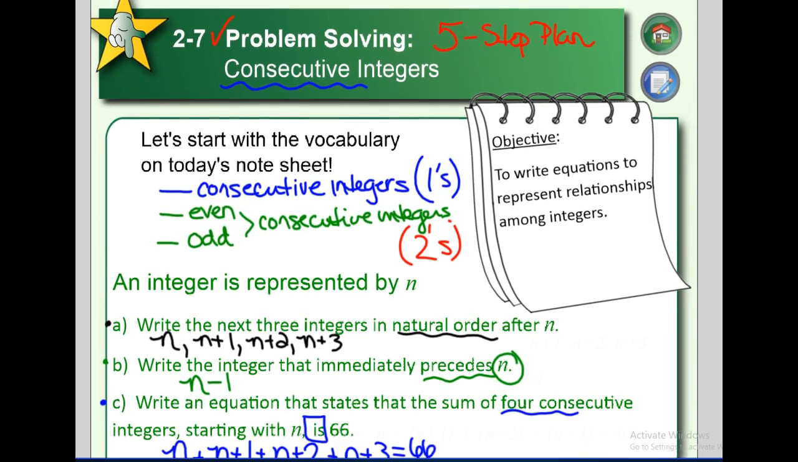Now I'm going to tell you, consecutive integer problems are a big deal. They're almost always on those spring SAT questions or ERB tests. They're on college entrance exams. So it's a big deal to know how to take care of consecutive integer problems.